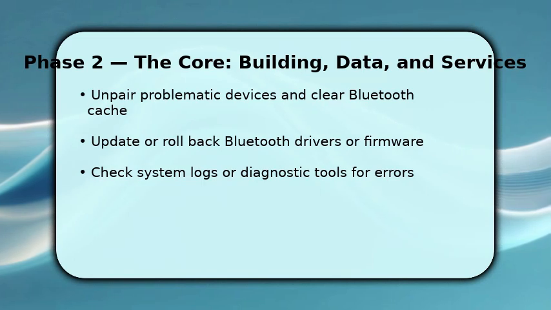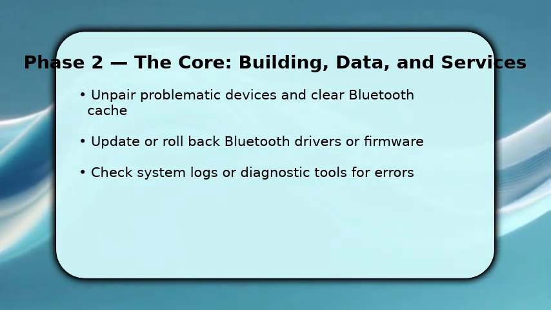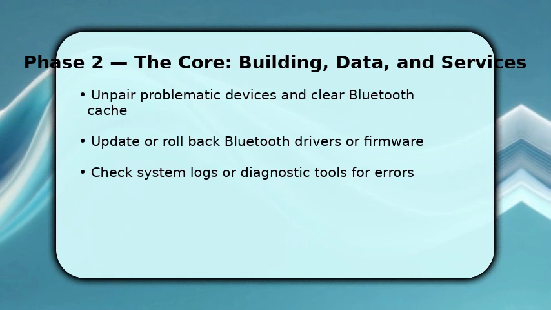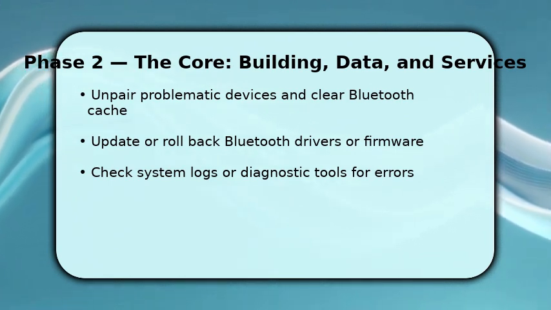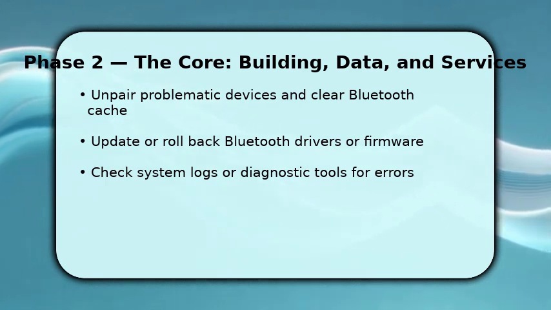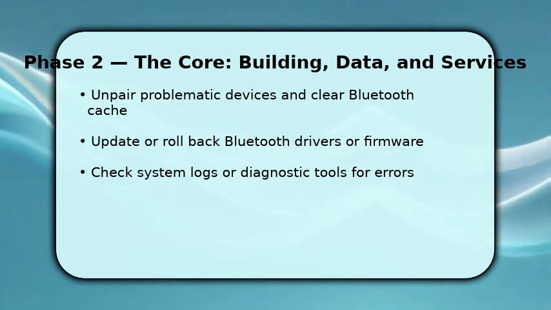Now you unpair the problem devices and clear the Bluetooth cache. This removes corrupt profiles that cause flapping. Next, update the Bluetooth driver or firmware. On phones, use System Updates. On PCs, use Device Manager or the vendor app. And if a recent update caused instability, roll back the driver. While doing this, monitor system logs or diagnostics to spot repeated error codes.